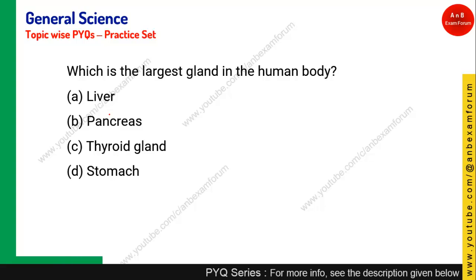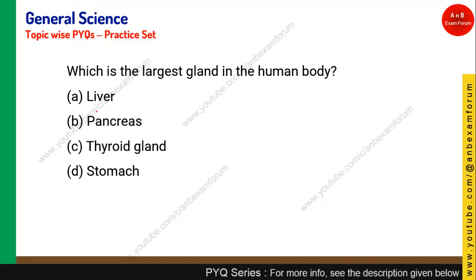The next question is, which is the largest gland in the human body? A very simple one, but a very important one. The options are liver, pancreas, thyroid gland, and the stomach. You can simply eliminate option D because it is an organ, it is not a gland. So you are left with liver, pancreas, and thyroid gland.